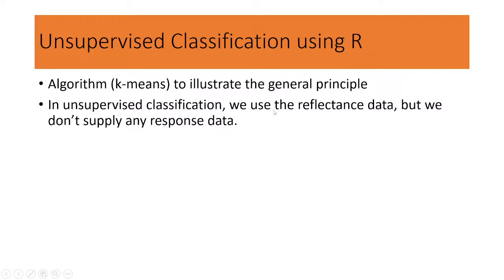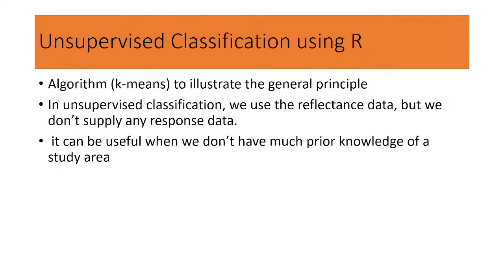We can only use the reflectance data. We use the pixel values, but we don't supply any training points or training data set. We did not supply any training data set or response data. It is mainly useful when you don't have much prior knowledge of your study area. Suppose you have a study area and you don't know what the features are. Then we can easily apply the unsupervised classification method, and we can easily classify our land use land cover without taking any training data.